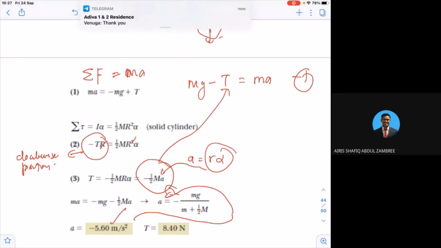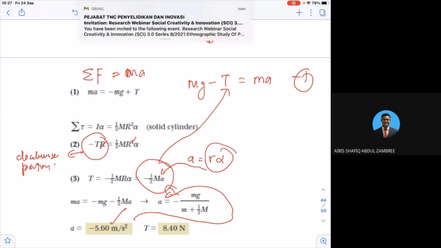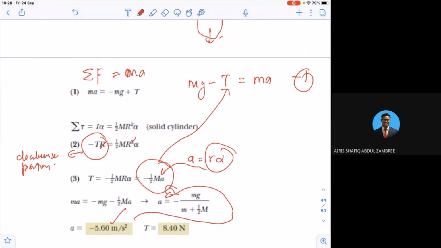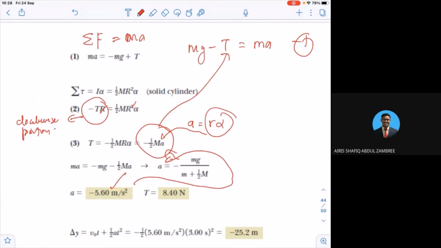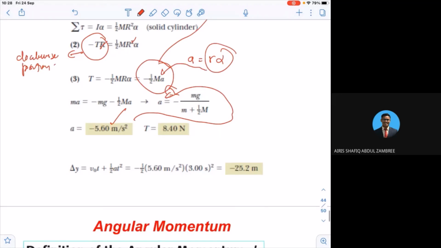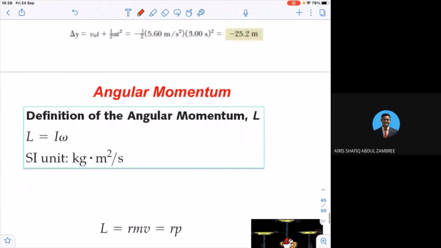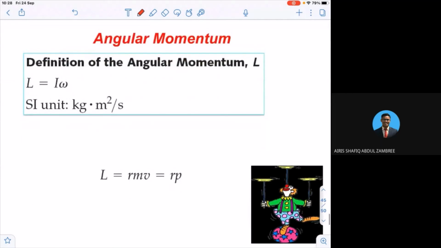Okay, if the answer is negative or positive, just put it positive value. But in terms of acceleration, then you need to put it negative or positive. Okay, so these are the questions that can be discussed in terms of torque equals I alpha. Okay, and this is the last subtopic for today, which is the angular momentum. Okay, the definition of angular momentum.